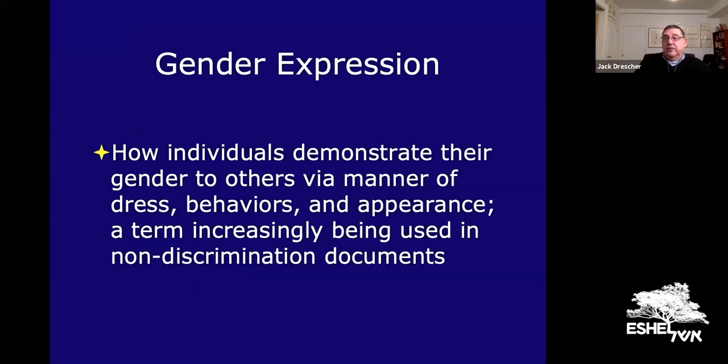Gender expression is how an individual demonstrates their gender to others by the way they dress, behave, and their appearance. It's a term that's increasingly used in non-discrimination documents.